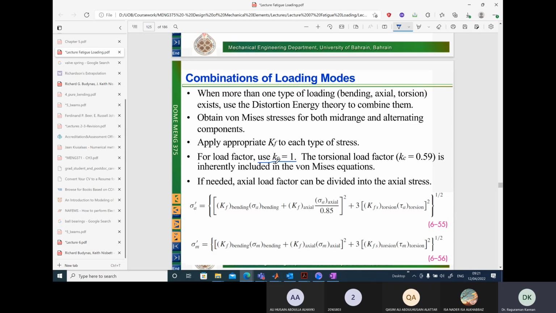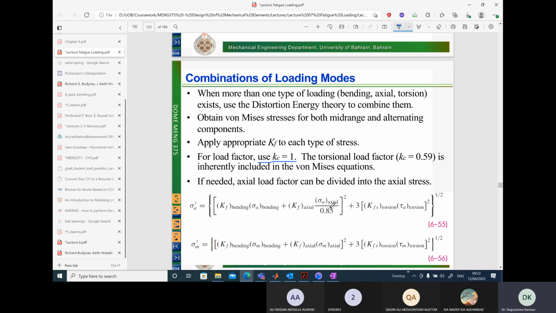Since we have combined load, that means we may have torsional load, bending load, everything together. Always use Kc equal to 1 in the case of combined load. Why? The effects of Kc in torsion or in bending are already included in the formula given here. So therefore, we use Kc equal to 1.